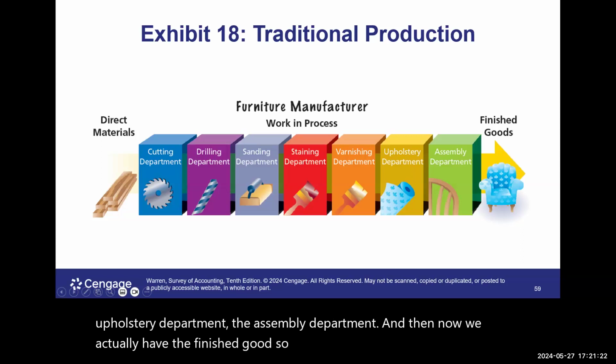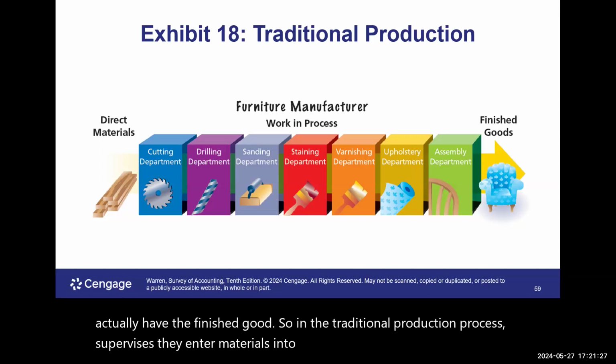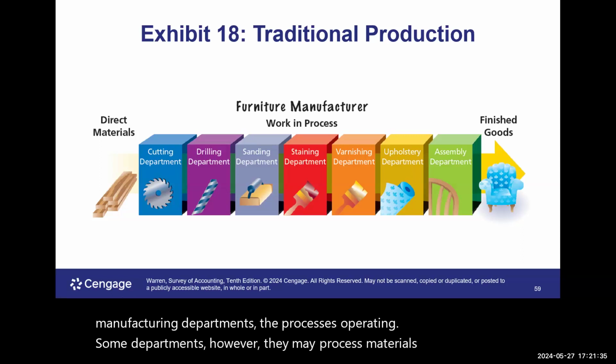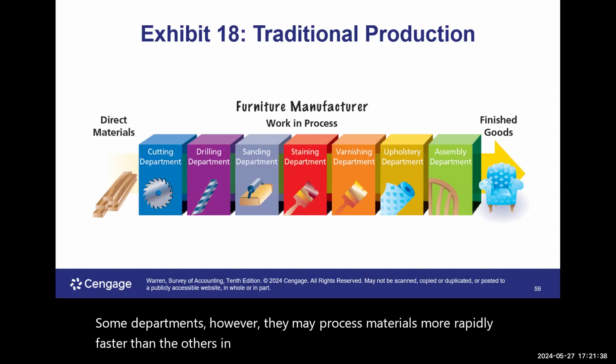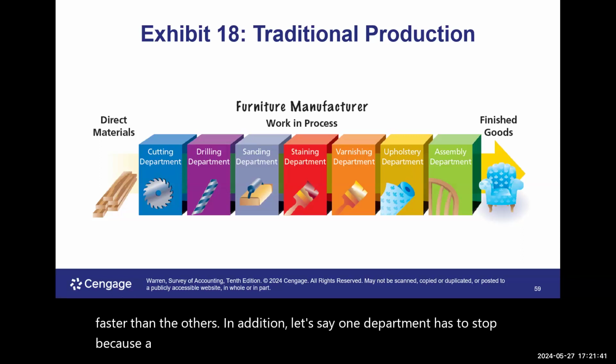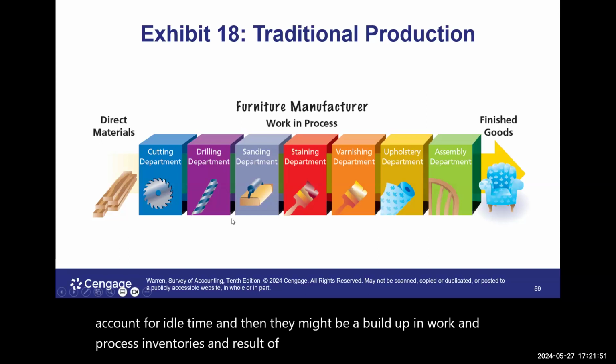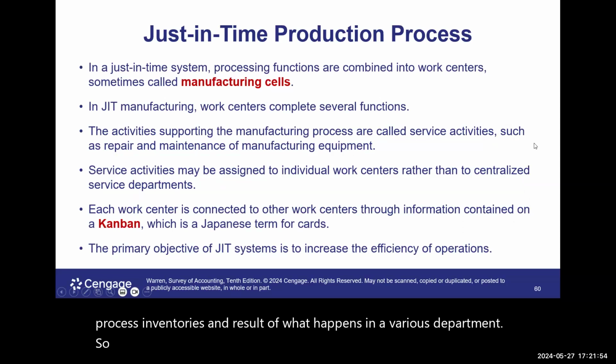So in the traditional production process, supervisors enter materials into manufacturing to keep all the manufacturing departments, the processes, operating. Some departments, however, may process materials more rapidly, faster than the others. In addition, let's say one department has to stop because a machine breaks down, right? So in such case, they need to account for idle time. And then there might be a buildup in work in process inventories as a result of what happens in the various departments.